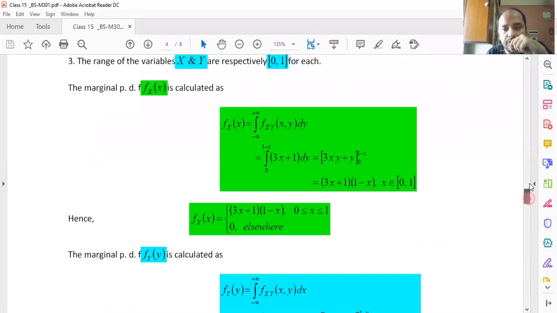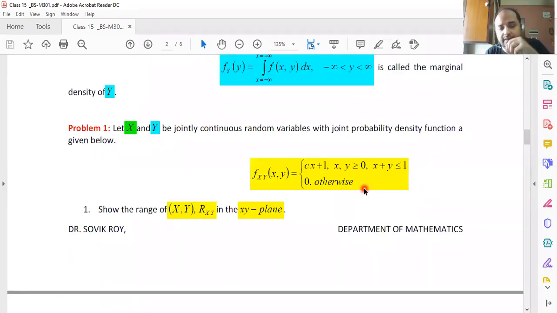Let us now go back to problem number 1. Problem number 1 says the same thing: a joint probability of X and Y is given here. You note this down in your copy. It is Cx plus 1, for X, Y greater than or equal to 0. And there is one extra condition, that is X plus Y less than or equal to 1.